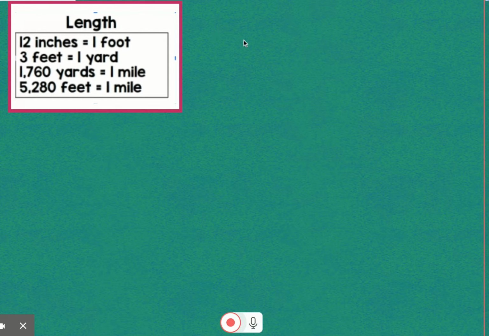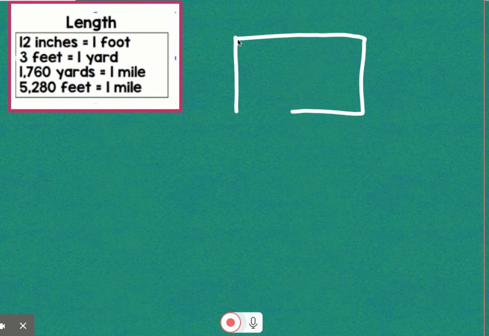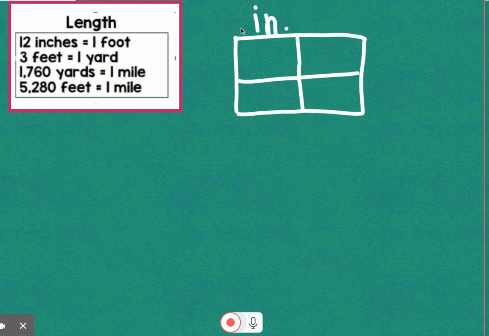So a quick little trick to use is draw yourself a chart. So here is my chart. And I'm going to give myself, in this case, 4 squares. And I'm going to title it inch. So that IN represents inches. And then FT for foot or feet. More than 1 foot is feet. And I know that 12 inches equals 1 foot.